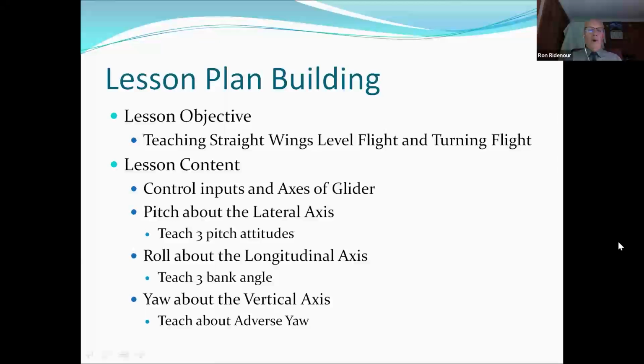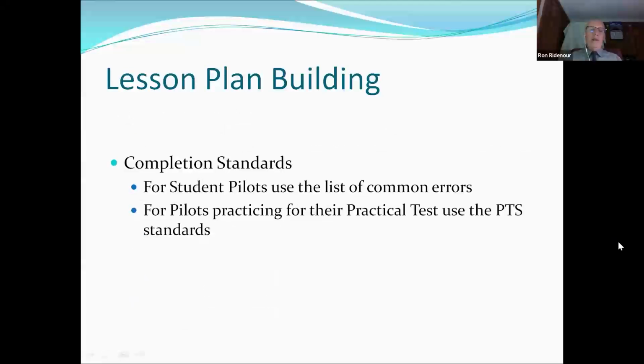And then we talk about yaw about the vertical axis. Basically, we want to teach about adverse yaw and how to use the rudder to balance or counteract that adverse yaw effect that we get from using the ailerons. And then, like I said, a simple lesson plan would also include completion standards.